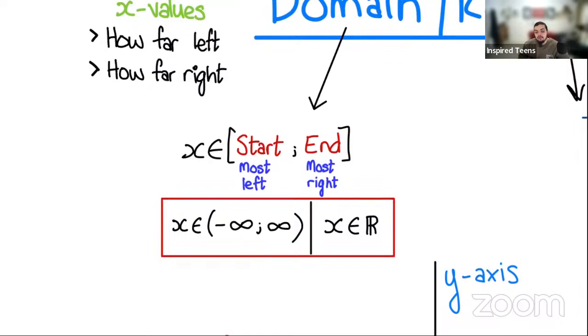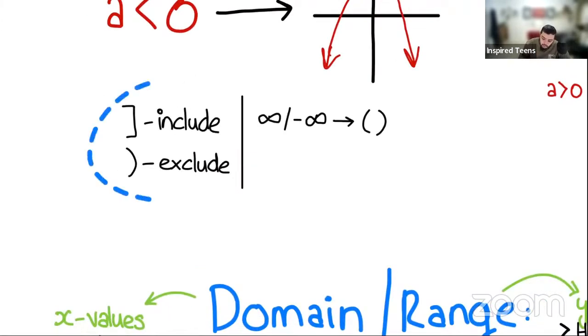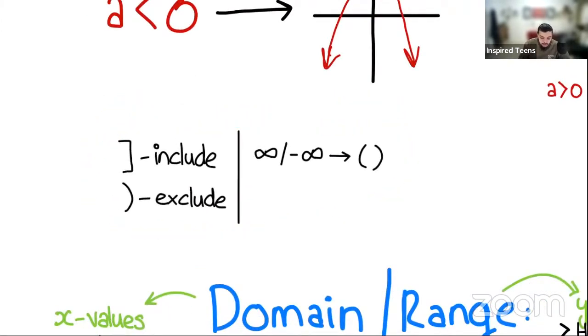Once we concluded what the actual domain of this graph was, it's from negative infinity to positive infinity. You cannot include infinity, so that's why we use the round brackets. Just to revise, square brackets mean include something, like the range includes the value that it ends at, and round brackets mean it excludes that value that it ends with.